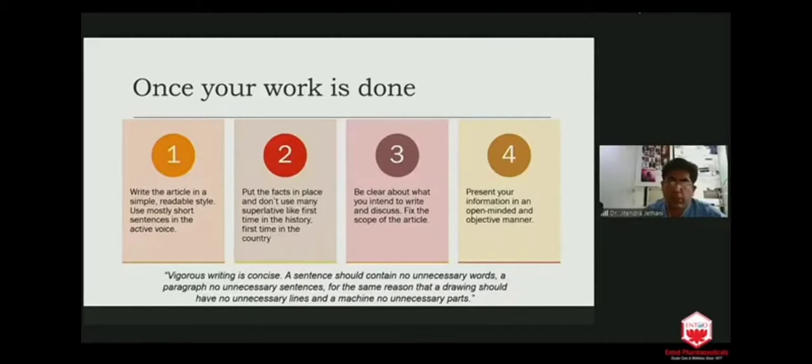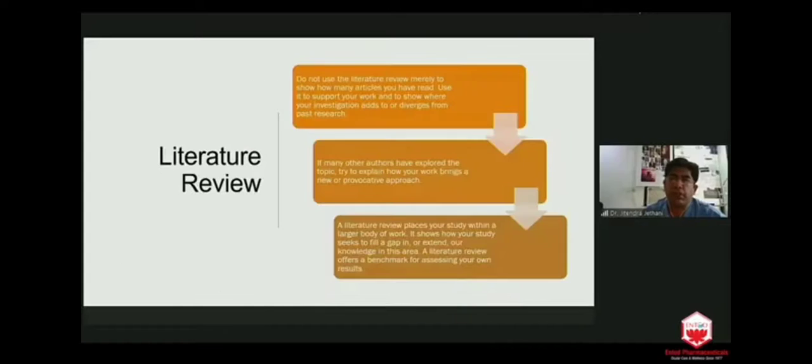I'm quoting an author who said that vigorous writing has to be concise. A sentence should not contain any unnecessary words, and a paragraph no unnecessary sentences, just like a drawing should not have unnecessary lines which do not make up part of the drawing. So when you present your literature review, we will take it up again when we cover the slides on discussion and conclusion.